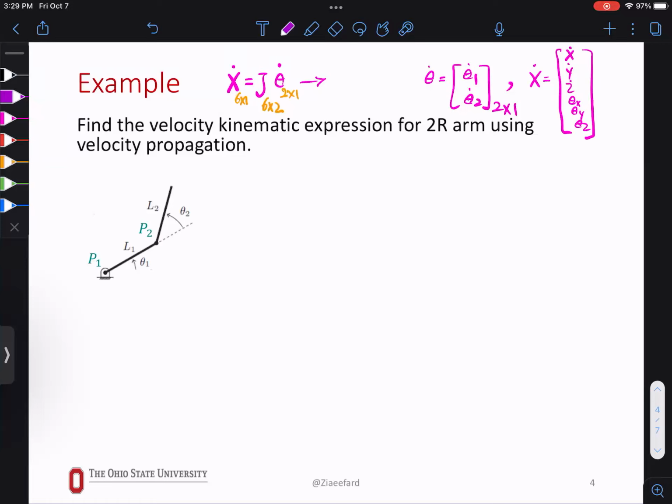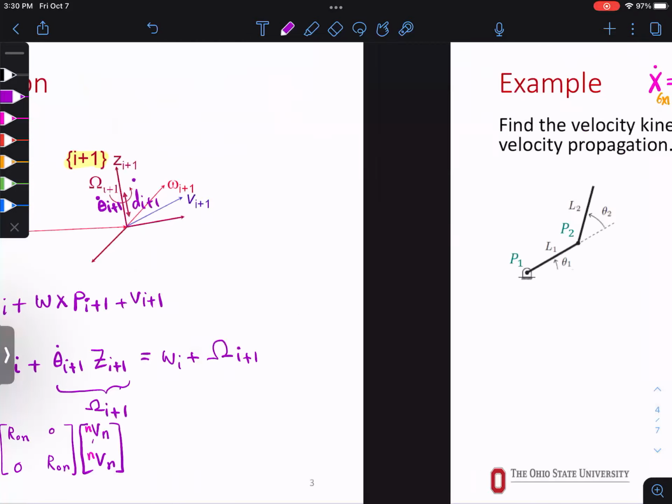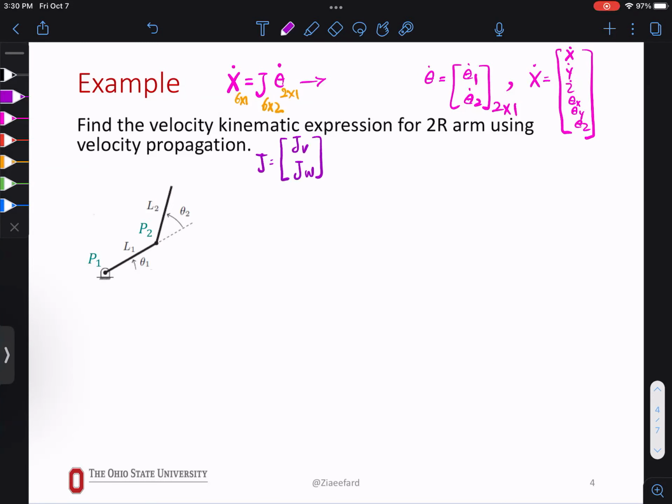Now, I don't know if you remember this part from last class or not, but the Jacobian has 2 portions: the linear Jacobian and the angular, because we have linear velocity and angular velocity. All right. Now let's calculate the v's and omegas from this equation I gave you. So we want to know V1 to V3, omega 1 to omega 3. I'll do the simple ones.